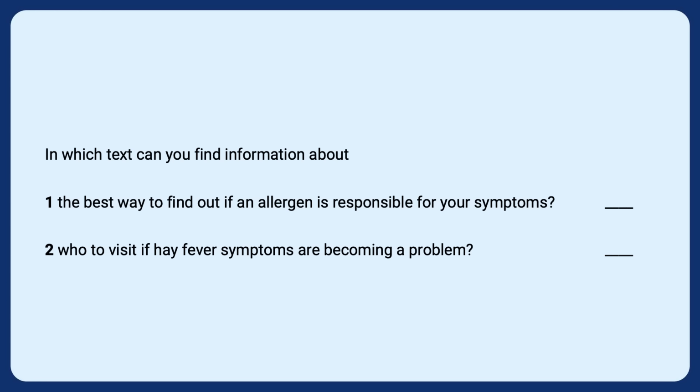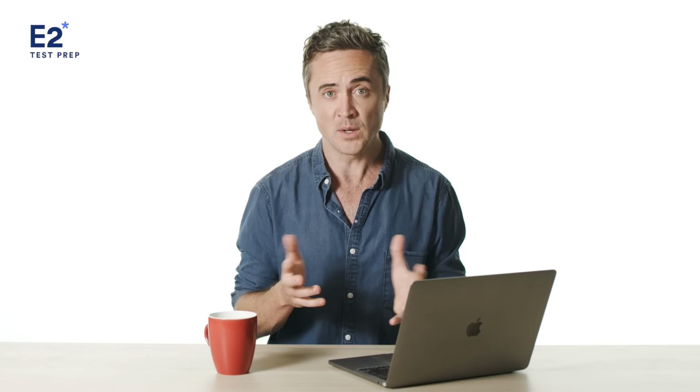Question 1 asks, in which text can you find information about the best way to find out if an allergen is responsible for your symptoms? From memory, we need to go straight to text B because it had those keywords allergy, allergen, and also reaction. So let's start there.